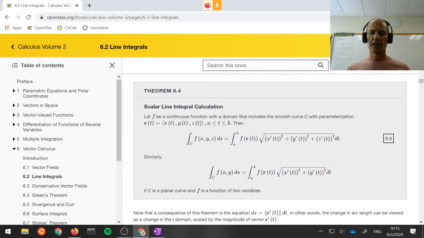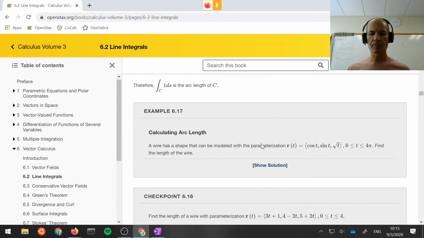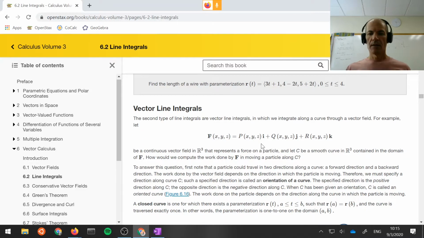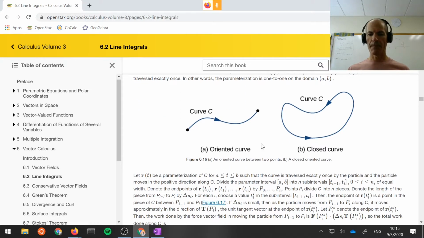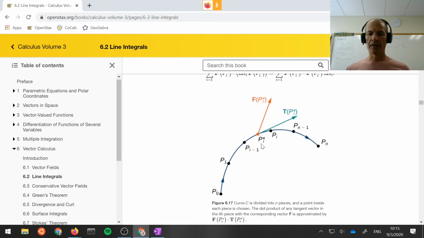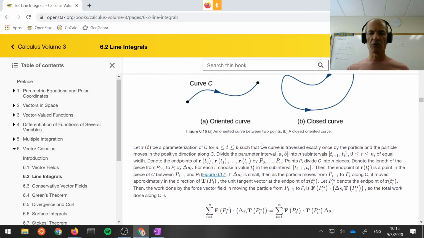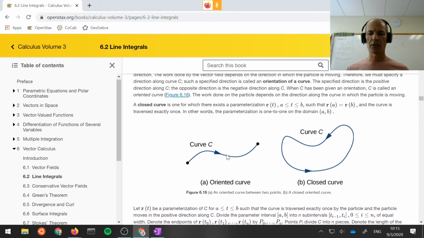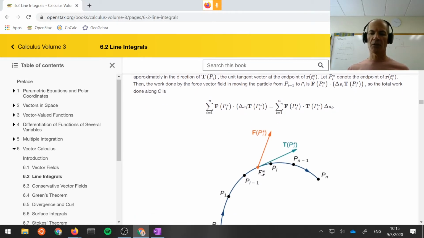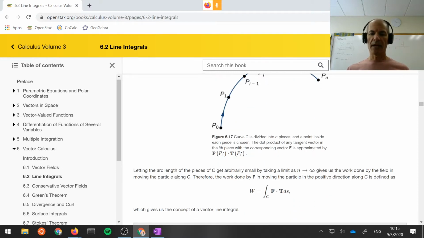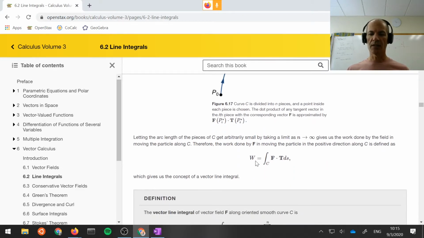What we're really interested in is vector line integrals, and even more interested in computing work, flux, and circulation. All right, so what we might be interested in as we move along a curve is perhaps the interaction between the direction of the curve as you move and the vector field that you're floating in. And in fact, this quantity is called work.